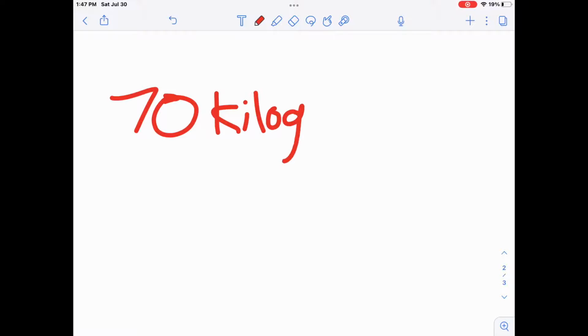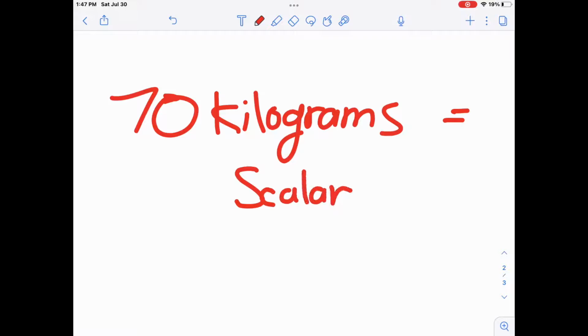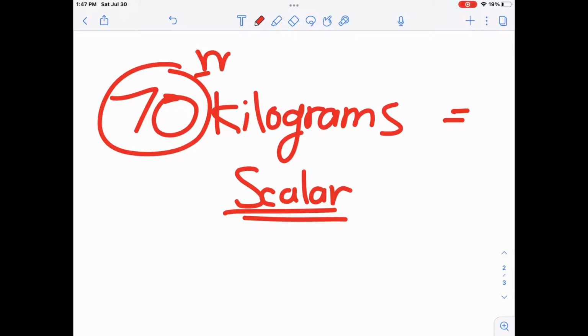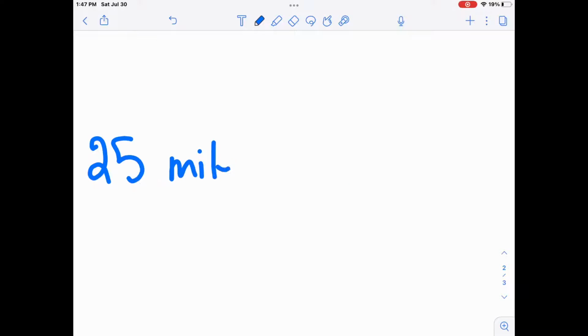A scalar is a simple value. For example, saying that someone weighs 70 kilograms is a scalar. But if you say someone is moving 25 miles an hour north, then it's a vector, because north is a direction.